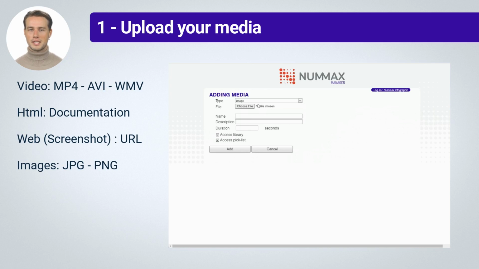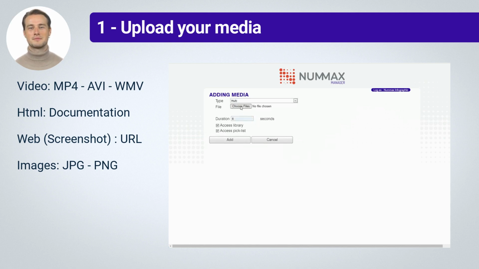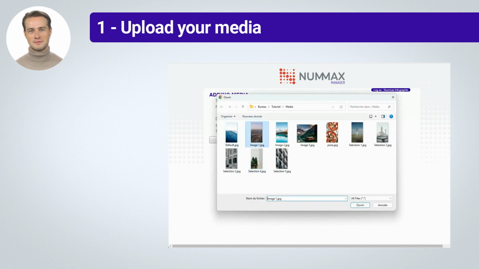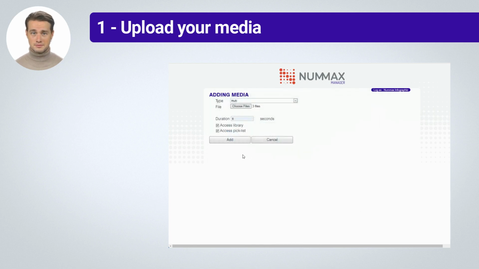When you upload your media, you'll need to give your file a name and description. Set the length of time you want the media to be displayed for. This can be changed later. Keep the 2 boxes checked to make the media available to your kiosk. Finally, the multi option allows you to upload several images at the same time. To finish, click on Add, then on OK. Your content will be uploaded and stored in your library.